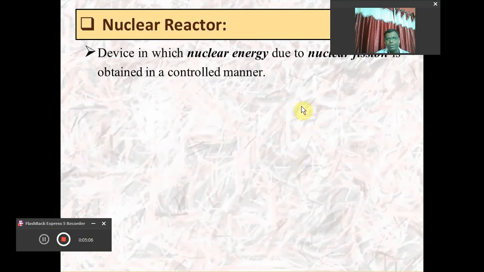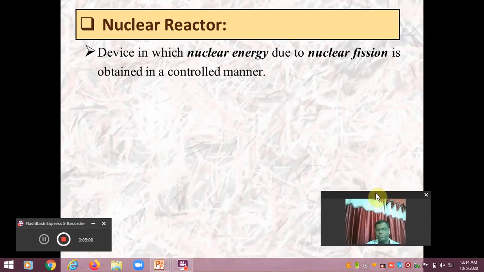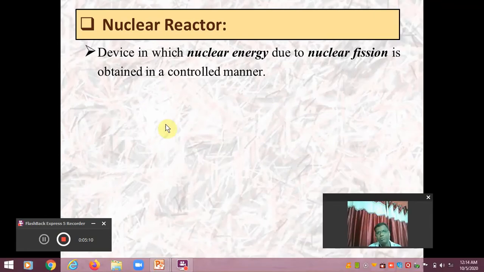So today, dear friends, in this part of the video, the important part of the discussion is the device called a nuclear reactor. So what is a nuclear reactor? Why are we going to discuss this device in this part? This is also one of the important things. The nuclear reactor is the device in which nuclear energy due to the fission process, or nuclear fission, is obtained in a controlled manner.